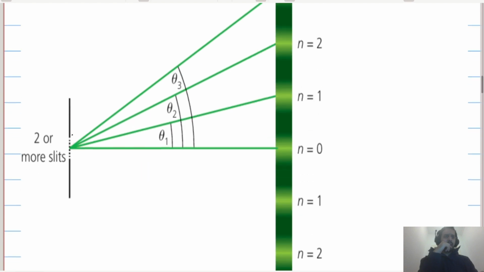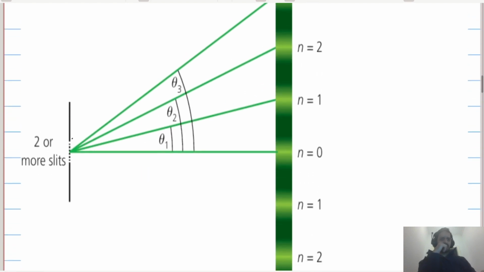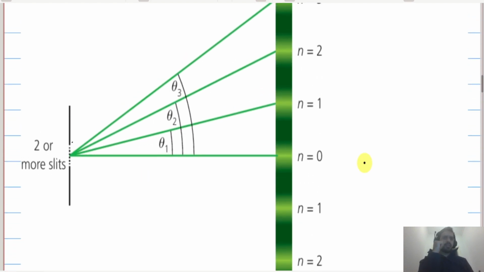Here, I want to explain this diagram. So again, these dark and bright spots are shown on the screen, and this is the angle that different bright spots make relative to the central line, which is at the center of this diffraction grating. So for the central line, always the line right in front of the diffraction grating or even double slit, you will always get a bright spot.